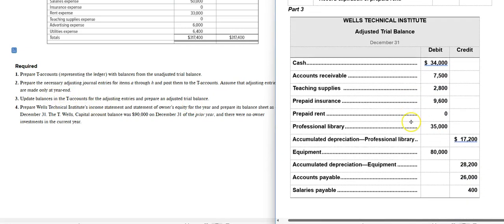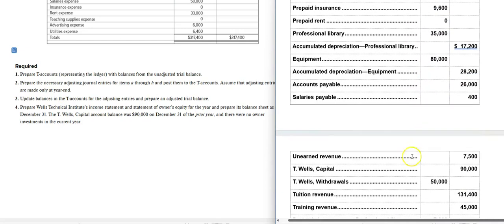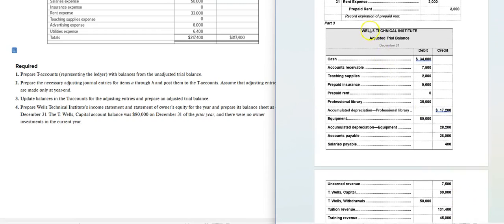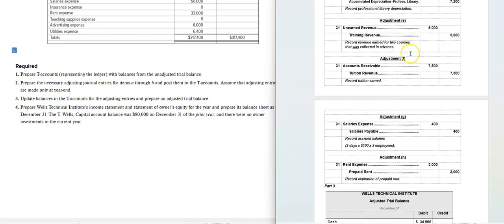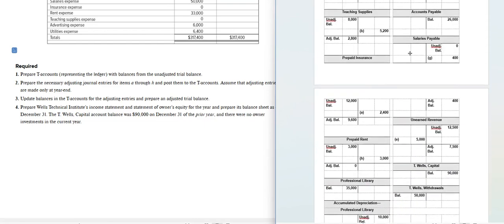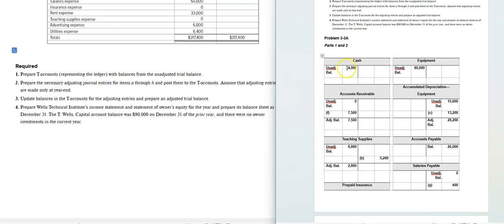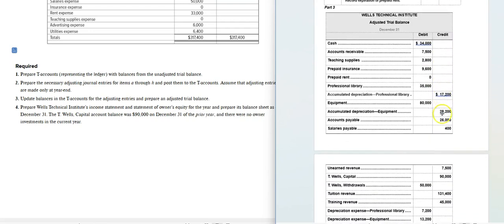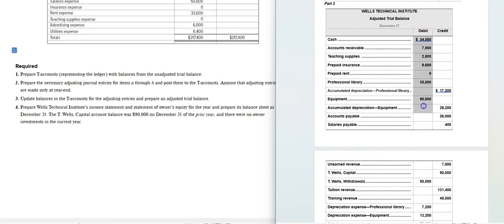So just like the last trial balance, the unadjusted trial balance is just simply a list of all the account balances in the general ledger. So what I'm doing is I'm taking my balances right out of my general ledger and I'm going to put them into my unadjusted trial balance. Put the debit balances in the debit column, the credit balances in the credit column.